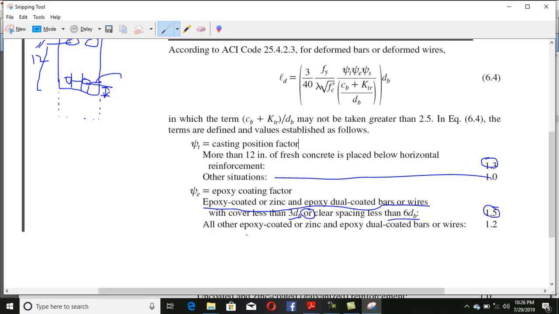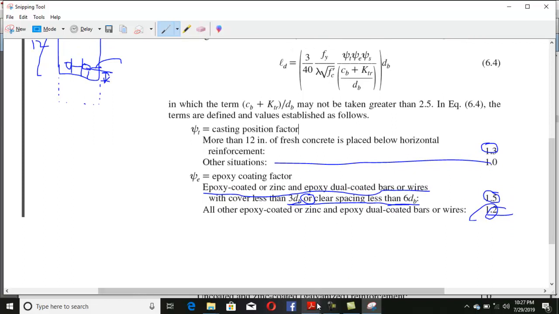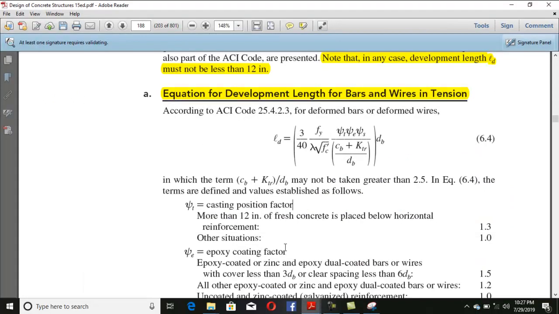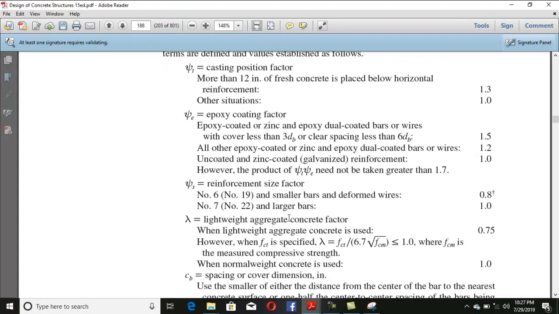For all other epoxy coated or zinc and epoxy dual coated bars or wires, the factor is 1.2. If these criteria are not met, then you have to take 1.2. So it is very important from a design perspective. These factors are to be used.